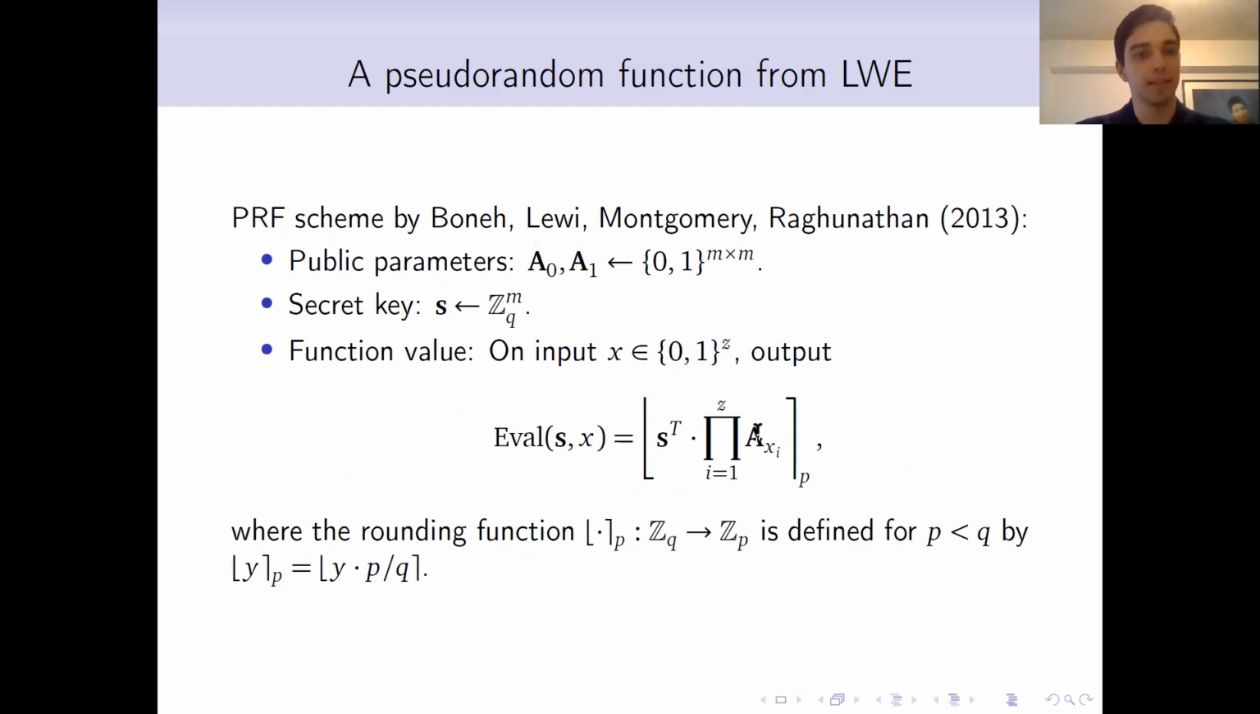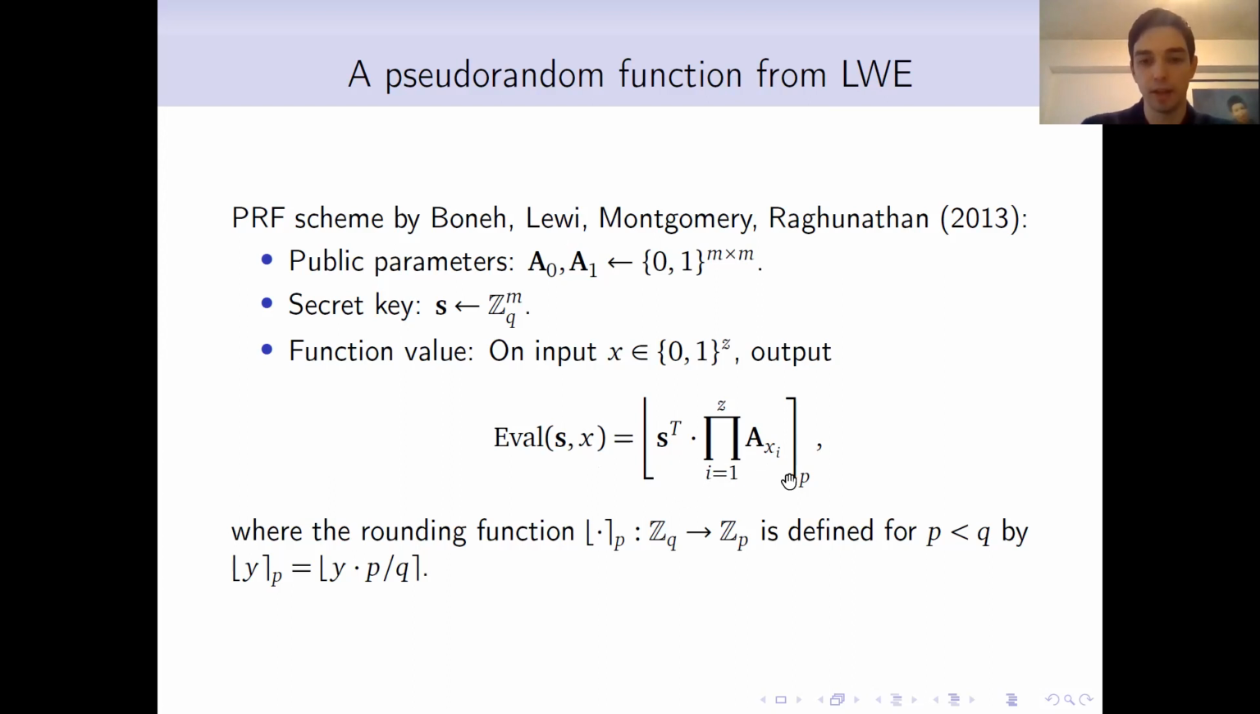As a first example, let us examine this pseudorandom function from learning with errors, which has as public parameters these two matrices, A0 and A1. The key is a vector s randomly sampled from Z_q^m. And the evaluation algorithm, given a key s and a binary string x, outputs this expression, where we compute the product of the matrices A0 and A1 according to the bits of x. This product is modulo q. And then we multiply by s.